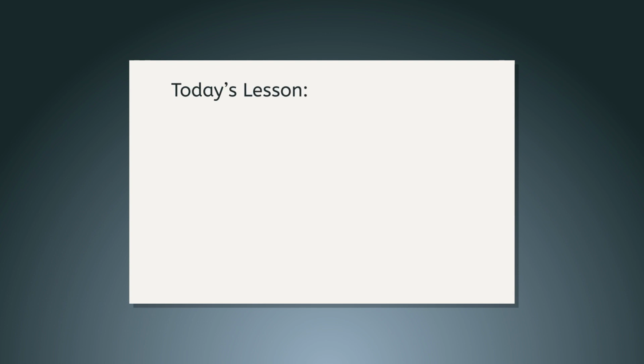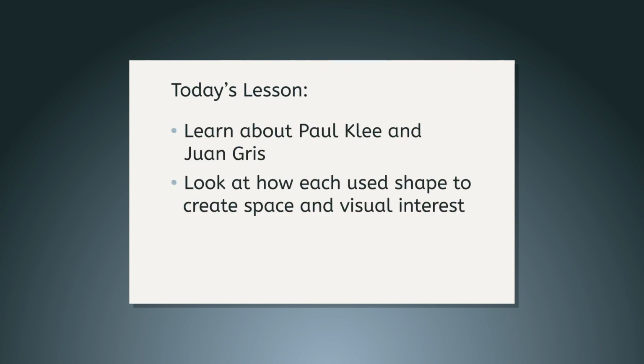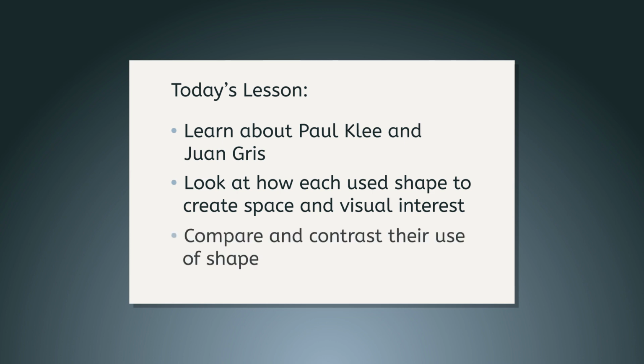In today's lesson, we will be learning about Paul Klee and Juan Gris. We'll look at how each use shape to create space and visual interest. And we will also be comparing and contrasting their use of shape and how it contributes to the overall composition and meaning of their artworks.